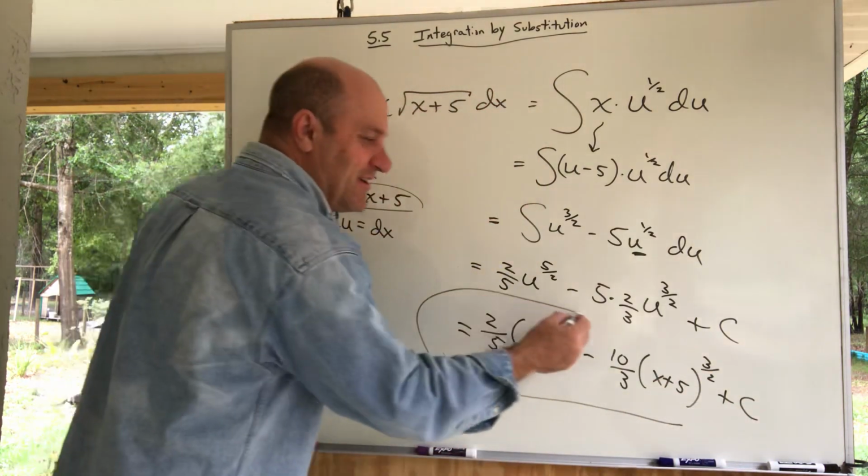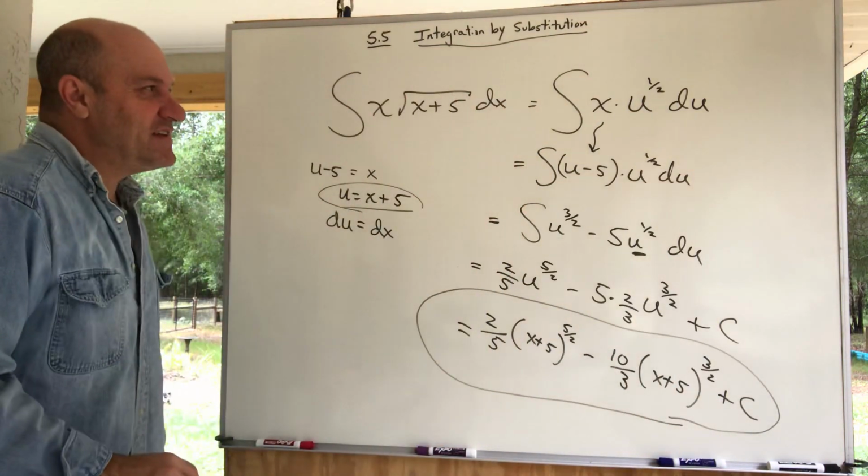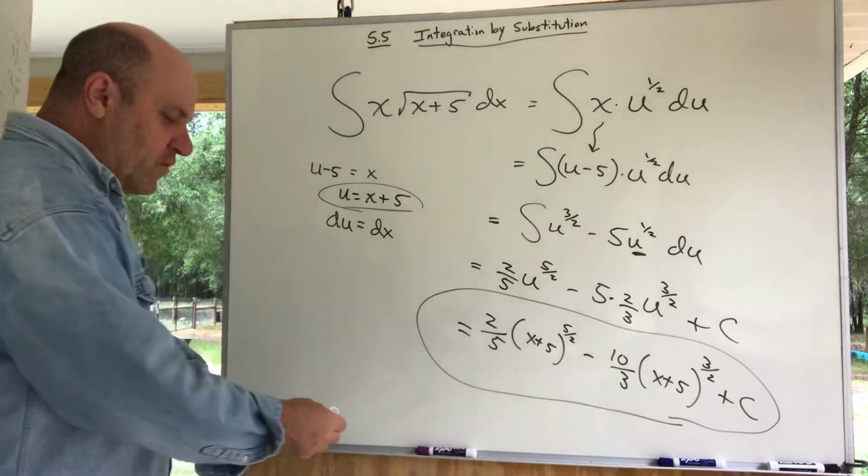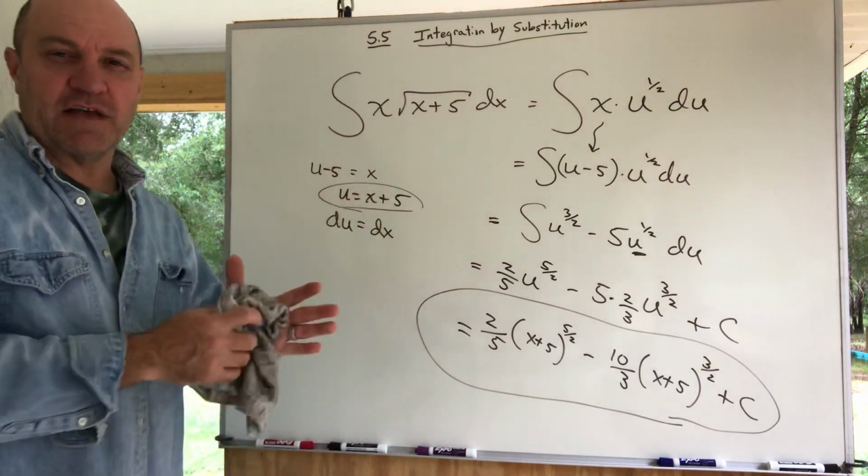Ta-da! Now that's pretty good stuff. That's a little more sophisticated. We're in 5-5. You should do a bunch of homework, man. You got to get good at this stuff, okay?